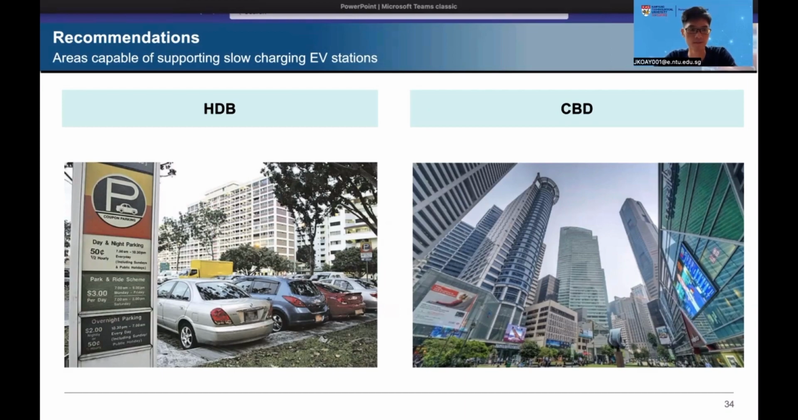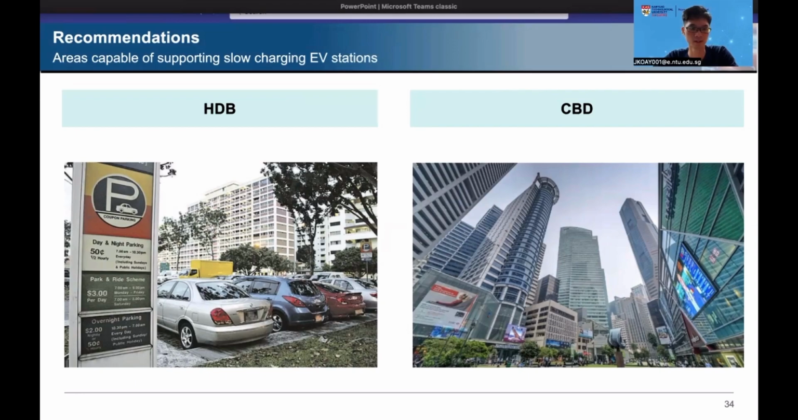It's important to note, however, that the charging stations are considered an additional amenity rather than a necessity. Consequently, the upgrading of existing HDB car parks should take precedence in areas or regions where there is adequate electric capabilities to support slow charging stations.